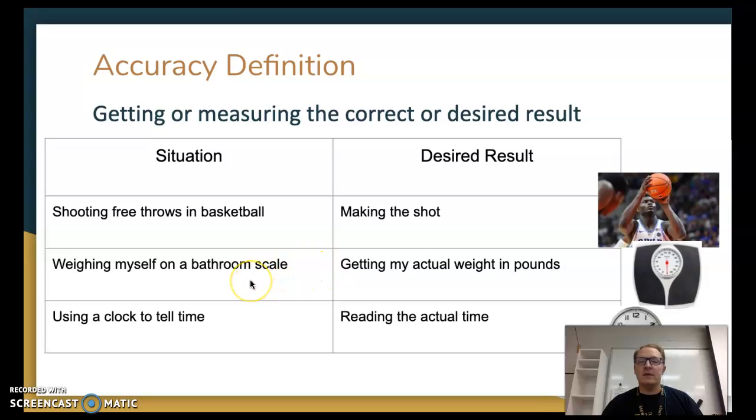But if you're weighing yourself on a bathroom scale, accuracy of that scale is determined by how close it is to your actual weight, right? Getting the actual weight of a person on a bathroom scale is the desired result, okay? And if you're looking at a clock to tell time, accuracy will then be, does the clock actually tell you the correct time, or is it off, right? The accuracy of the clock is determined by how close it is to the desired result or the actual time. So that's accuracy. Think of it that way. No reason to complicate it any more than that. Accuracy is getting the desired result or measuring something correctly, okay?